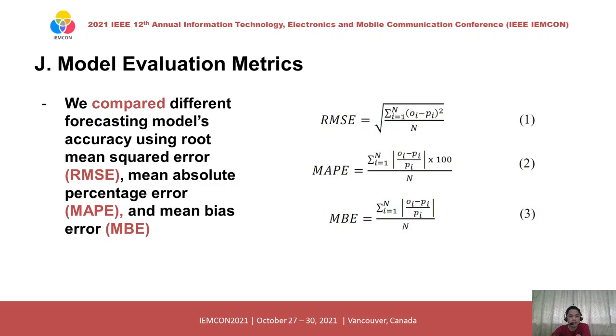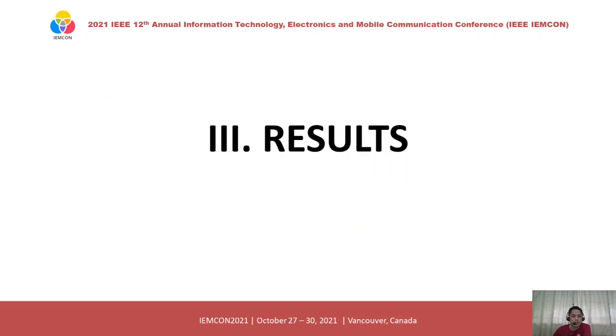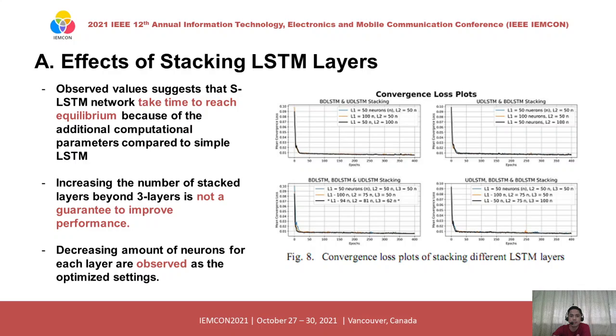For the model evaluation metrics, we selected three in order to extensively evaluate the accuracy of the model: root mean square error, mean absolute percentage error, and mean bias error, on the equations. So for the results, what are the effects of stacking and unstacking layers? We observed that the stacked LSTM network takes time to reach equilibrium because we added additional layers compared to a simple LSTM. We also discovered that, based on our data set, a maximum of 3 layers or going beyond 3 layers is not a guarantee to improve the performance. Also, we observed that a decreasing number of neurons for each layer is the optimized setting.